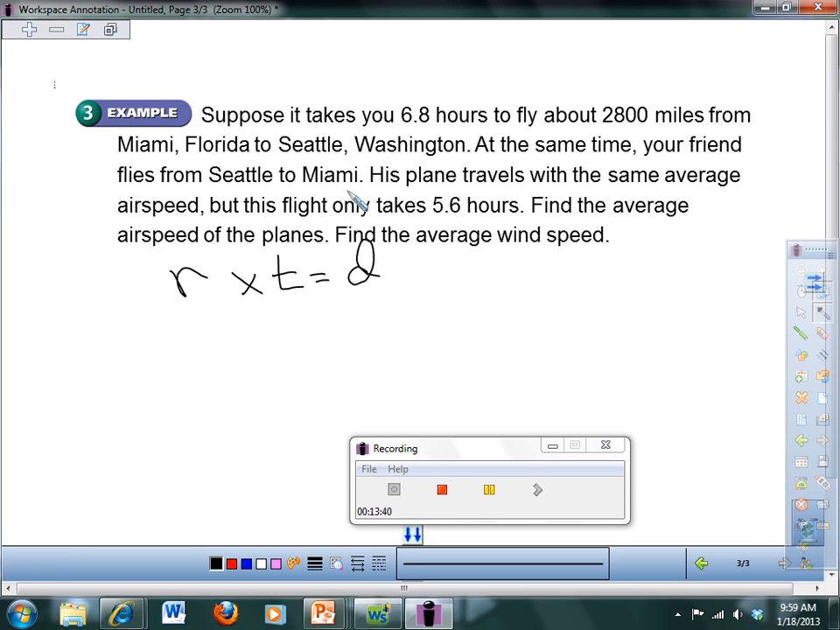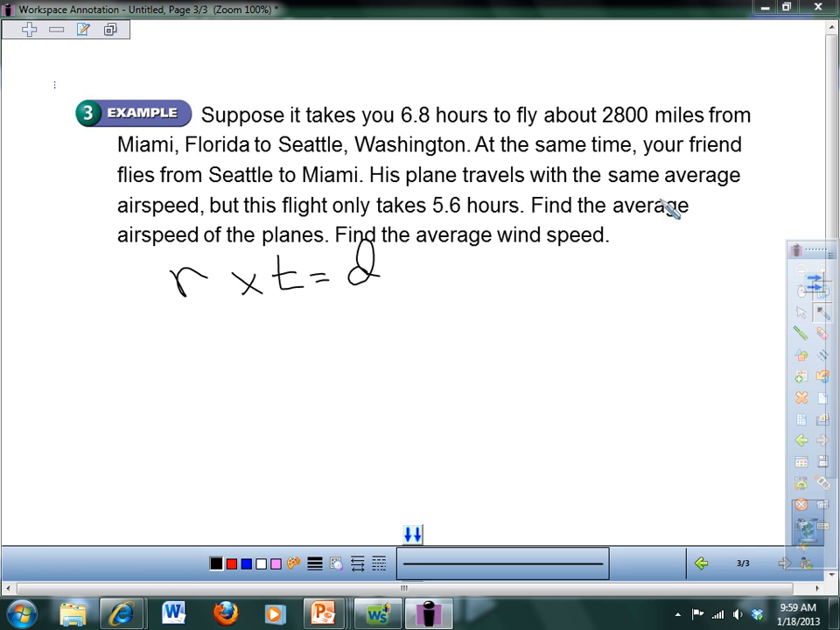Okay. So suppose it takes you 6 hours to fly from Miami to Seattle. At the same time, your friend flies from Seattle to Miami. His plane travels with the same average speed, okay? But his flight takes only 5.6 hours. Find the airspeed of the plane and the average wind speed. So what you want to do in this is let A equal the airspeed, and let W equal the wind speed.